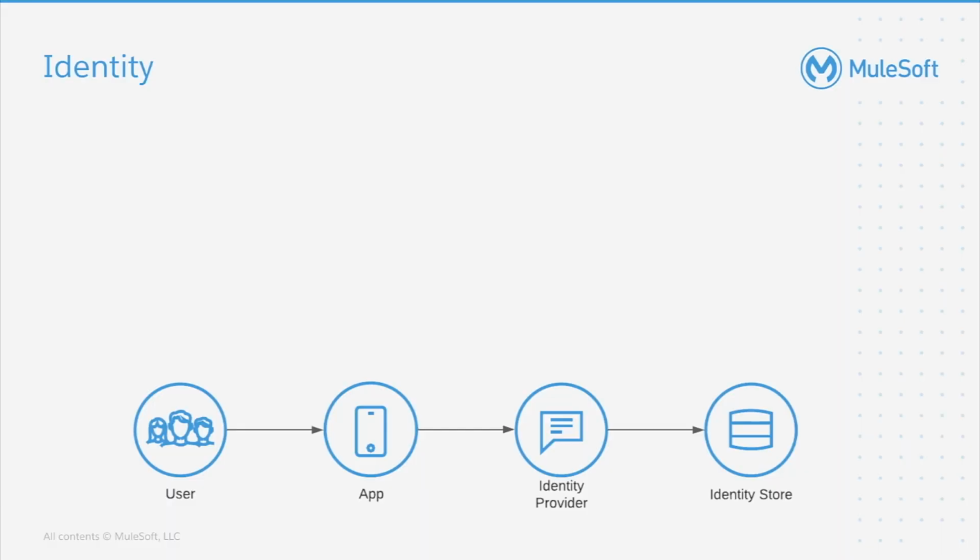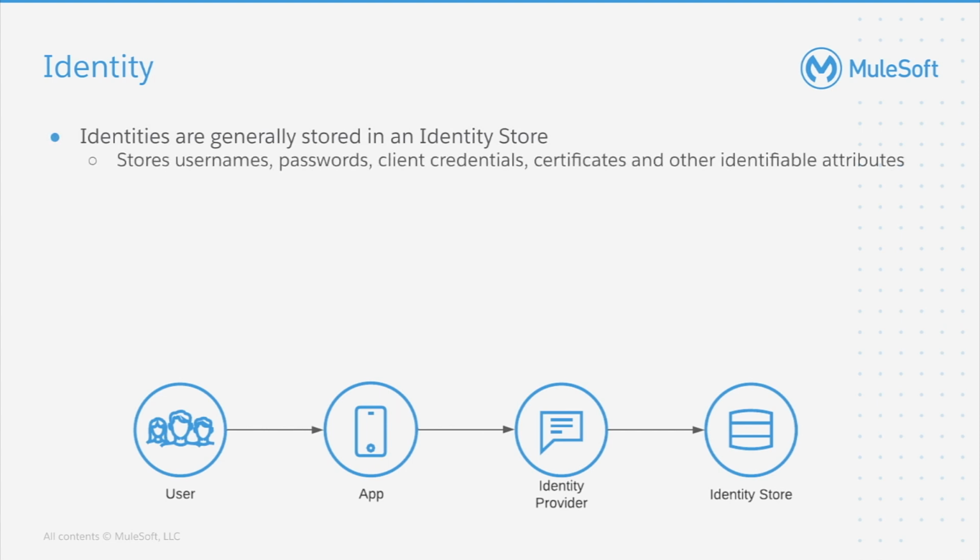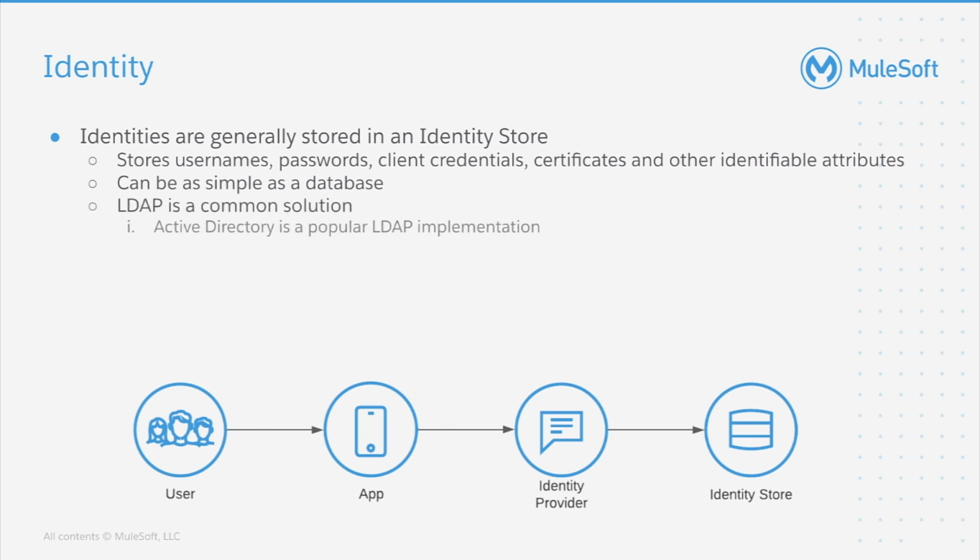So along with the user, app, and API or server, providing identity and securing access requires two additional functional components: an identity store and an identity provider. The store is a repository for clients, users, and their credentials, and other attributes like certificates, roles, and entitlements. This could be something as simple as a database or an object store. Typically, organizations will use something like LDAP, with Active Directory being a popular LDAP implementation.